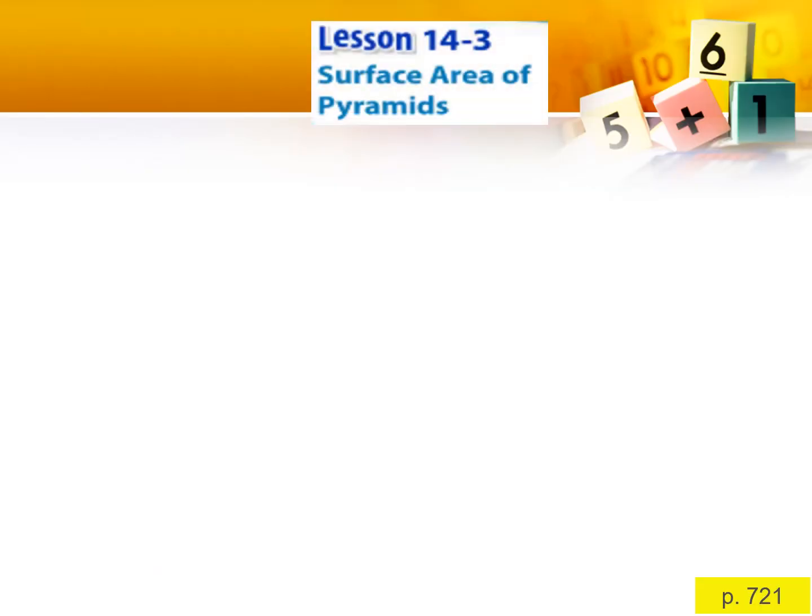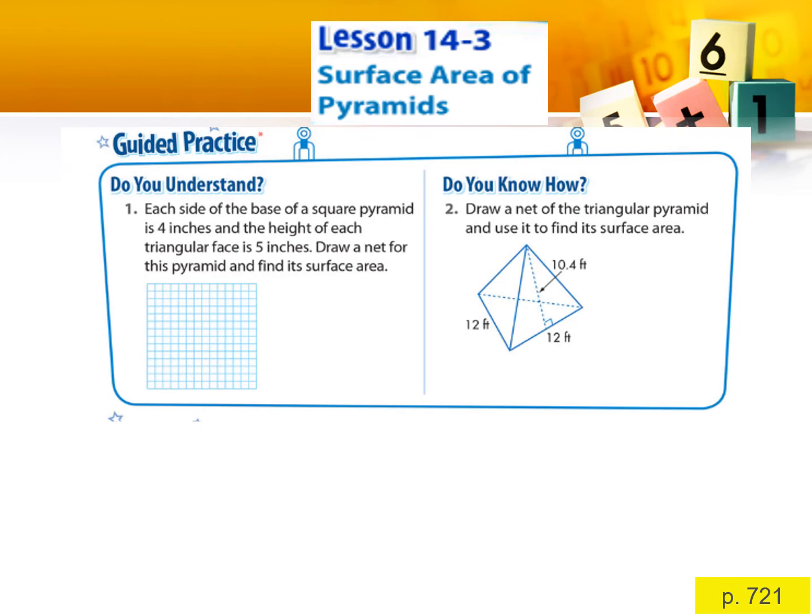This time, let's have the guided practice. So it says here, each side of the base of a square pyramid is 4 inches and the height of each triangular face is 5 inches. Draw a net for this pyramid and find its surface area. So here's the answer.